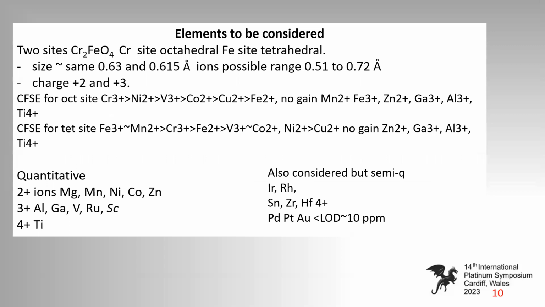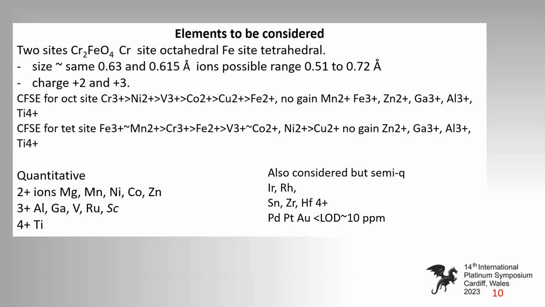Now, which elements are we going to consider? There are two sites in chromite, the chrome site and the iron site, a +3 and a +2 site. Fortunately, the +2 iron in the tetrahedral site is roughly the same size as the chrome. They're both 0.63, 0.615 angstroms. So any ion between the size of 0.5 and 0.72 will fit into the lattice. And if they're a +2 or +3 ion, they're going to do well.